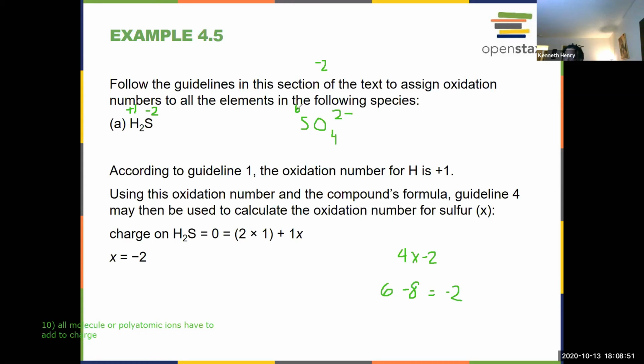Okay, do you guys get that? Yeah. So when there's a charge, we need to add it to be the charge. Yep, that's right. Rule number 10 says all molecules and polyatomic ions have to add up to the charge. Let me fix that. That makes sense. Add up to the charge.